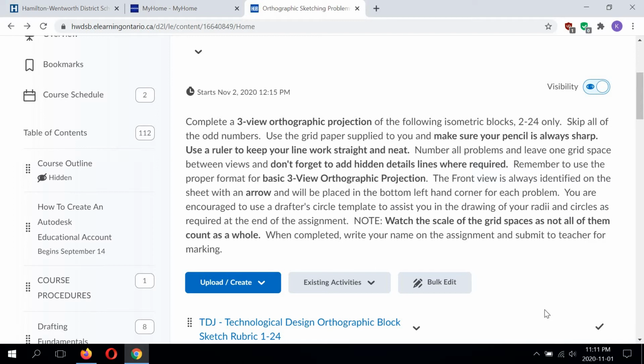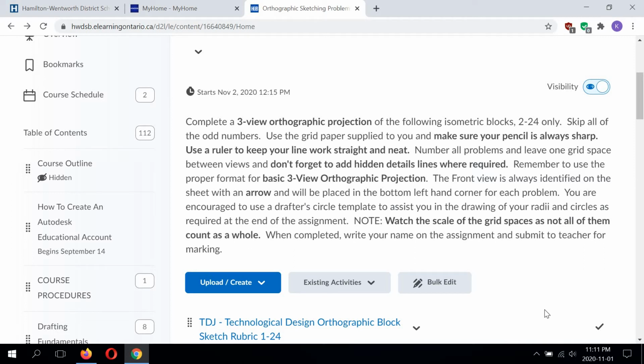It says, skip all of the odd numbers, use the grid paper supplied to you, and make sure your pencil is always sharp. Use a ruler to keep your line work straight and neat. Number all problems and leave 1 grid space between views. And don't forget to add hidden detail lines where required. Remember to use the proper format for basic 3-view orthographic projection.